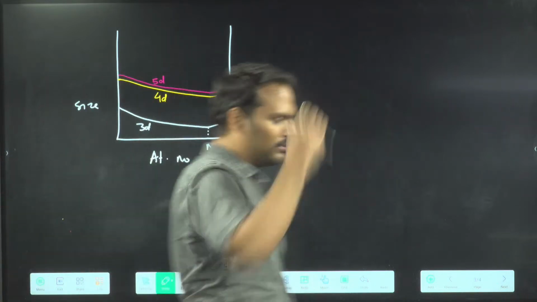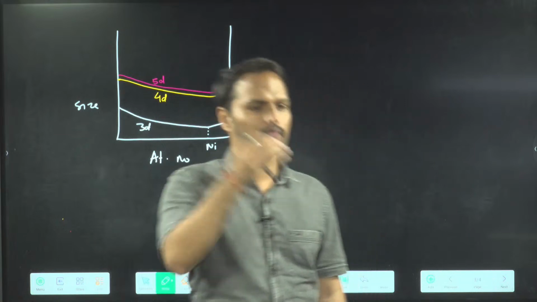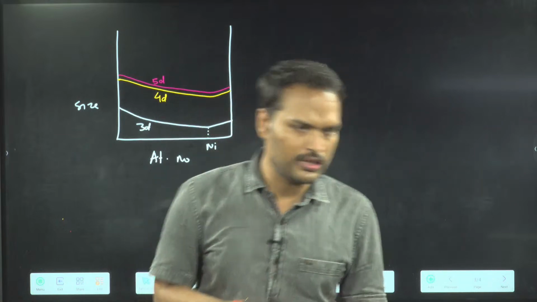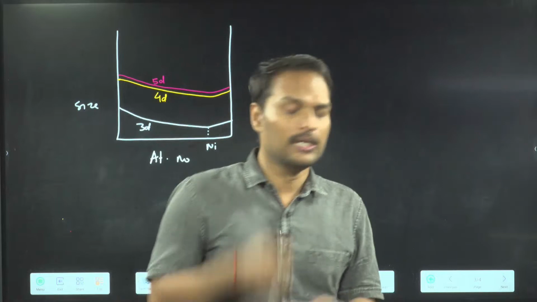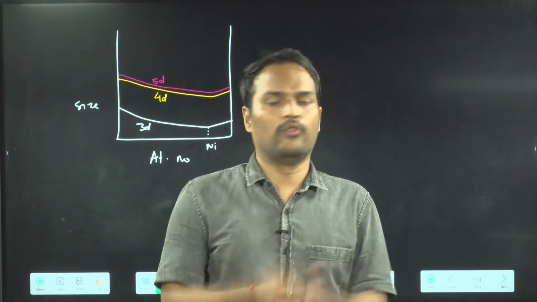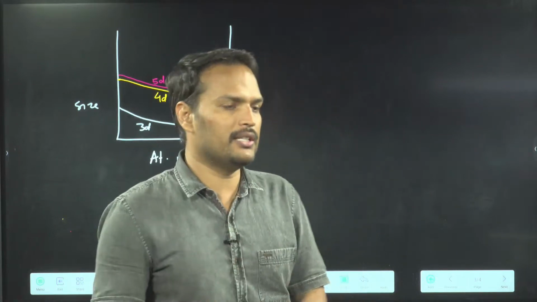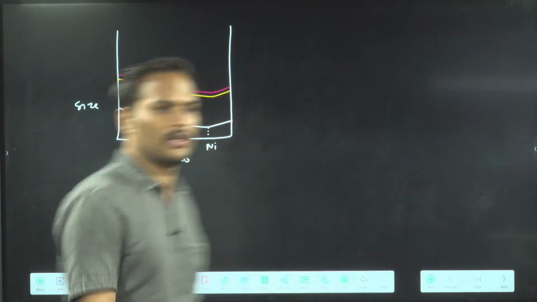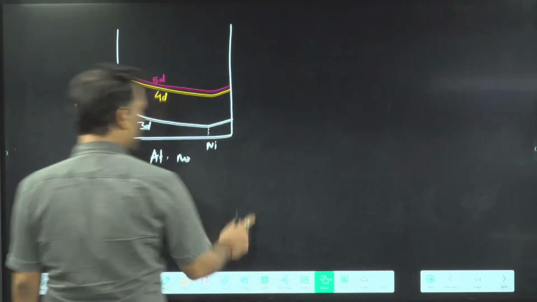As we move from 3D to 4D, size increases, but from 4D to 5D, size is almost constant due to lanthanoid contraction. Lanthanoid contraction what? Due to poor shielding, Z effective increases, size decreases. Clear? Done? Okay. That's it.